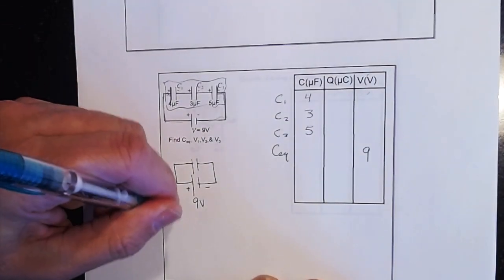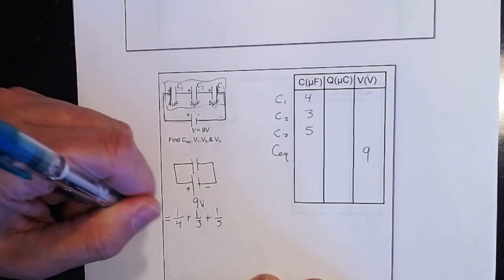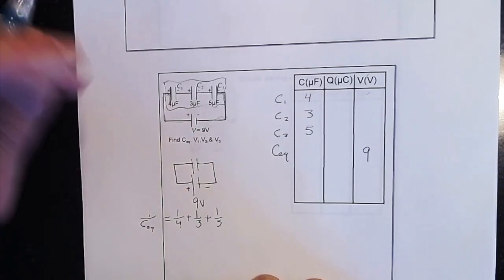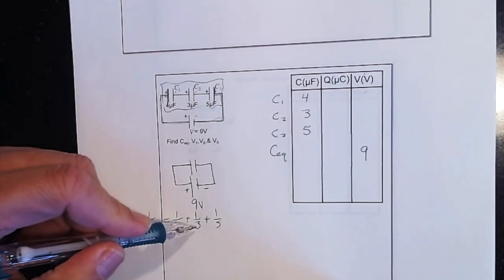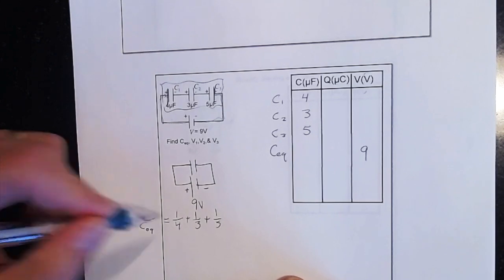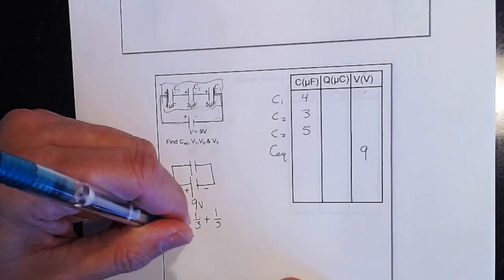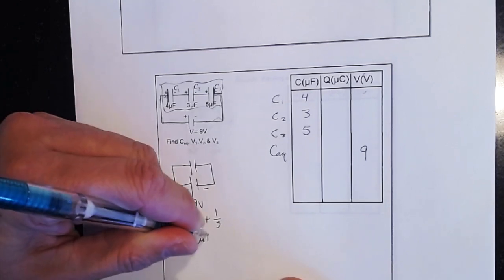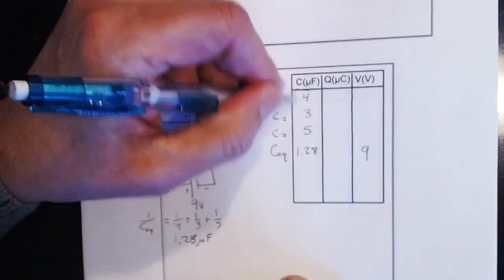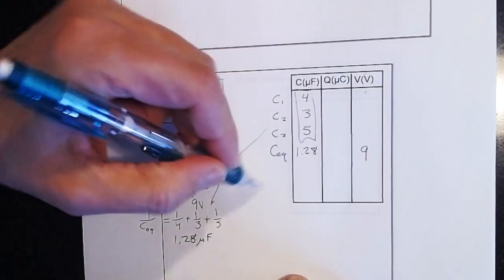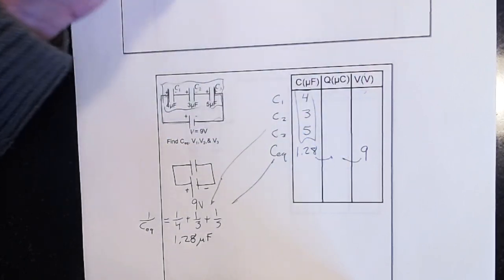For the equivalent, 1 over 4 plus 1 over 3 plus 1 over 5 equals 1 over C equivalent. When you plug that in, 4 to the negative 1 plus 3 to the negative 1 plus 5 to the negative 1, and then you do the inverse, you end up with an answer of 1.28 microfarads. So the equivalent is 1.28 microfarads. We went through this whole process to get the equivalent. Now we can use these two to find Q.